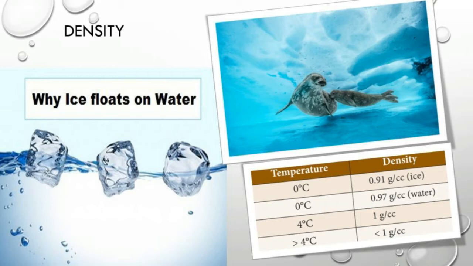Next, at 4 degrees Celsius, the density of water is 1 gram per cubic centimeter. Next, the density of water at temperatures other than 4 degrees Celsius is less than 1 gram per cubic centimeter. So 1 cc is equal to 1 centimeter cube or 1 ml.